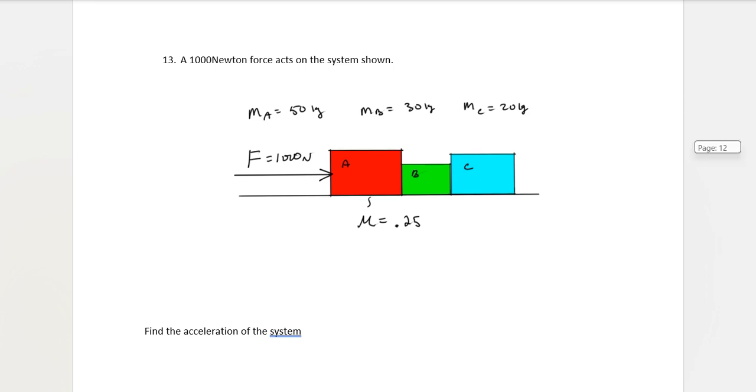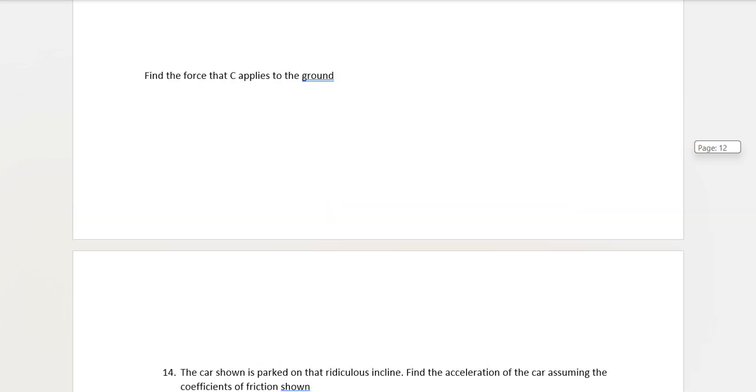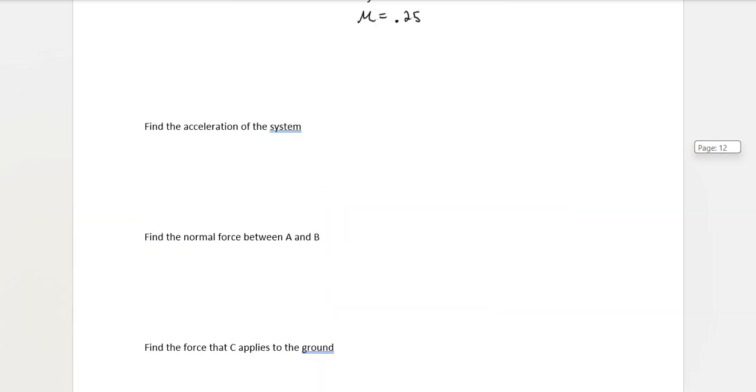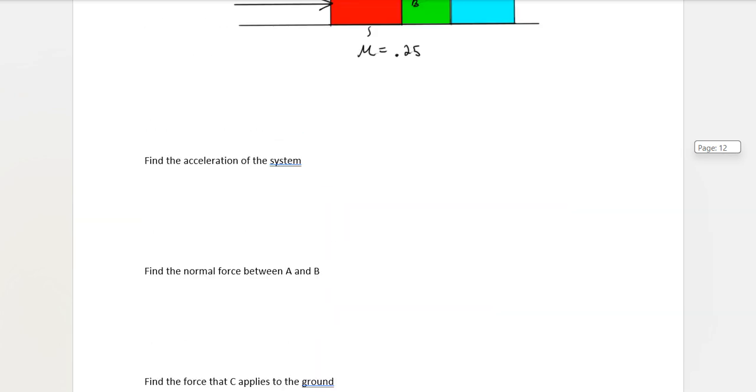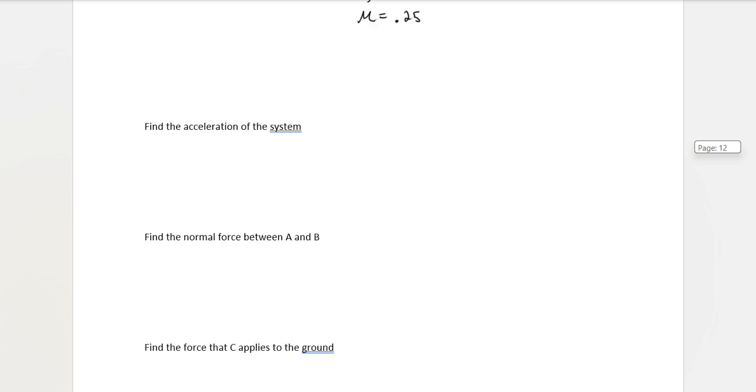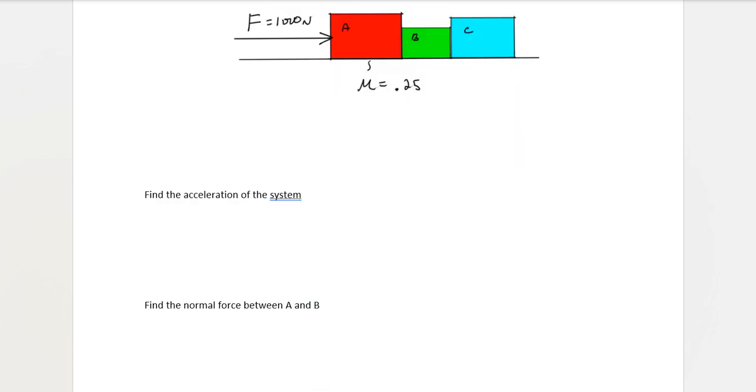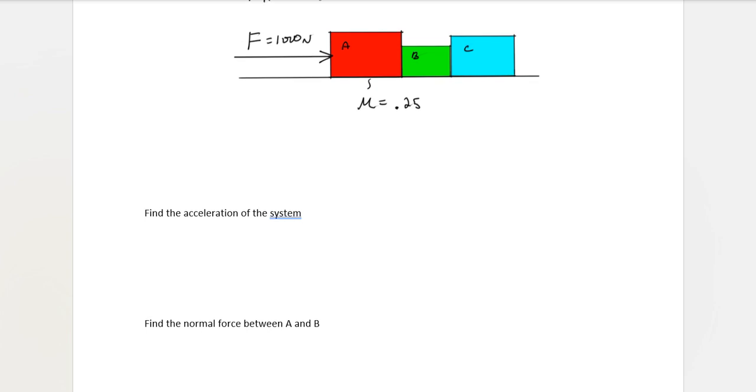All right. Whoops. All right, B and C. So for the next part here where it says find the normal force between A and B. All right, sorry about the jumping video here.